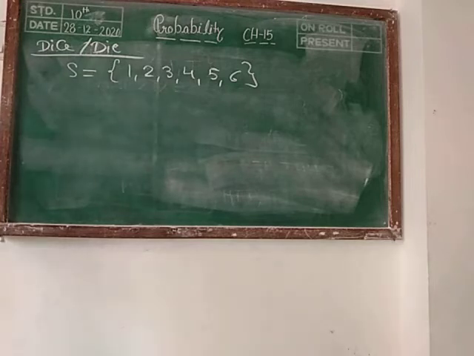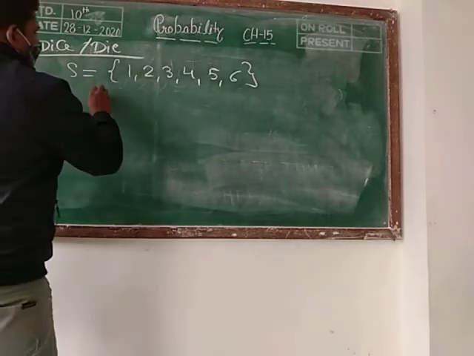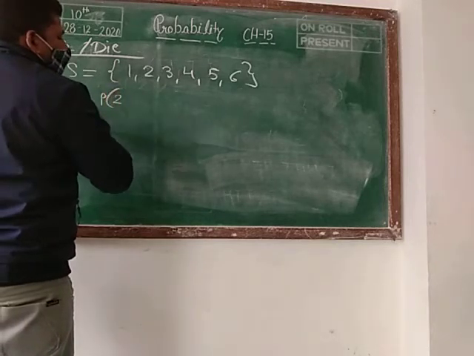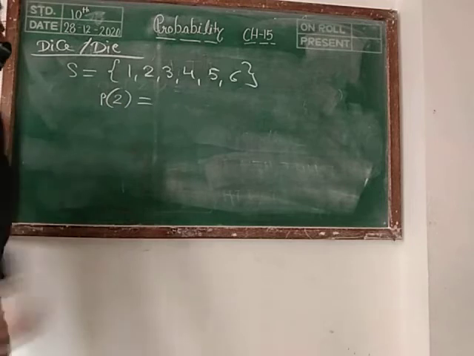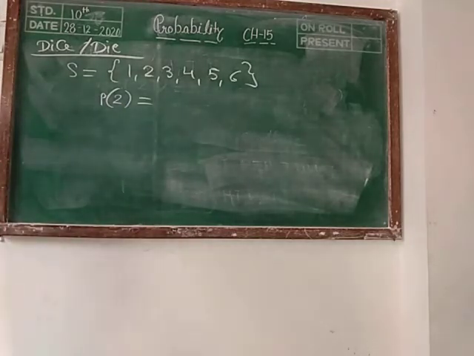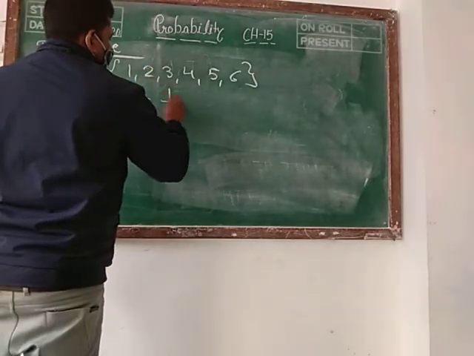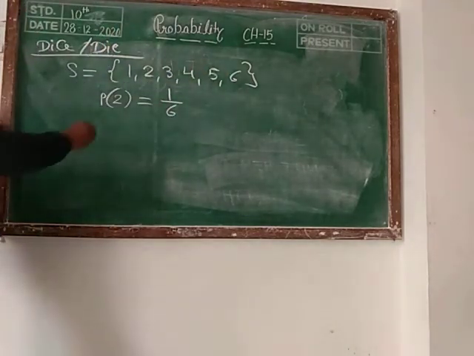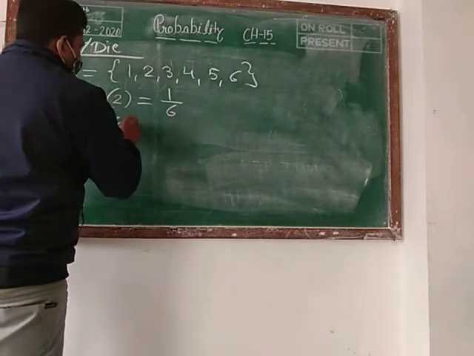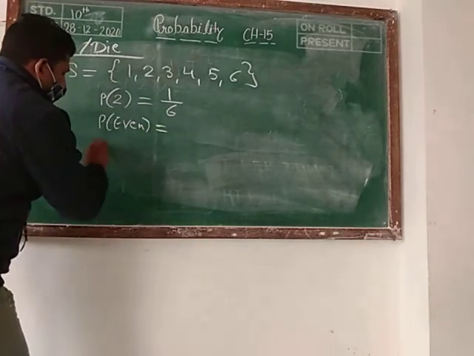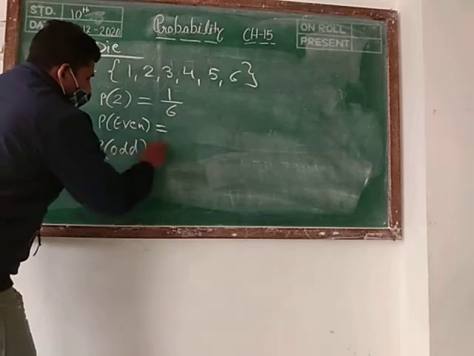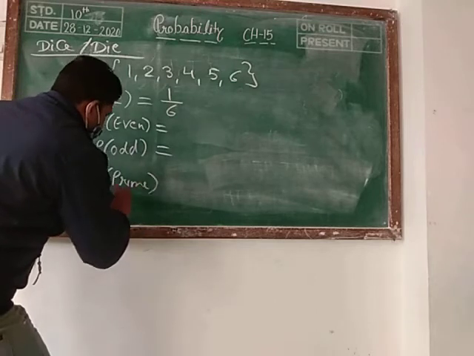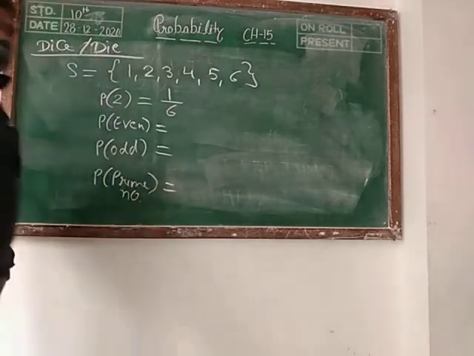Then the question is, write down the question and write down all the answers. Probability of getting 2 on the dice. Then one time we are getting 2. Total number of outcome we are getting 6. Probability of getting even number. Probability of getting odd number. Probability of getting prime number. These are the questions which you are getting.